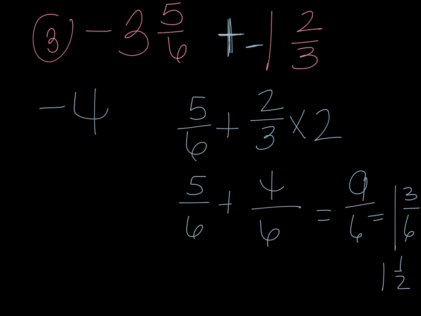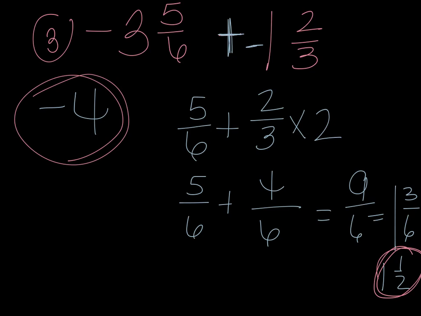My final step is to take what I got when I added my fractions down here, 1 1/2, to my whole number up here, negative 4. So if I'm going to add 1, it's going to go to negative 5, and then my half remains. So that's my final answer. Negative 5 1/2.